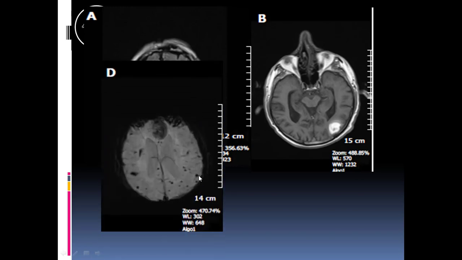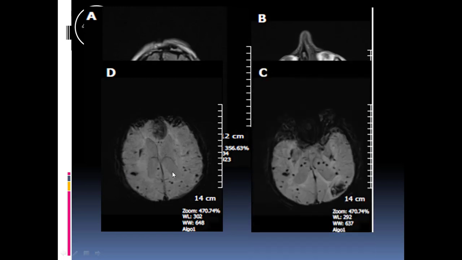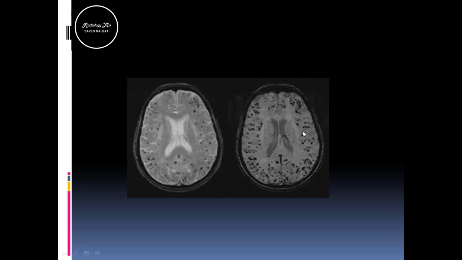But if you look at the SWI, you can see multiple areas of blooming artifact in both cerebral hemispheres, more obvious at the cortical and subcortical regions. Again, this is the area of hematoma or lobar hemorrhage, and these are foci of blooming artifact in the cortical and subcortical location, and this is diagnostic of amyloid angiopathy. So with a single SWI image, you can confidently diagnose amyloid angiopathy. Another example, multiple areas of blooming artifact or microbleeds in the cortex and subcortical areas, which is diagnostic for cerebral amyloid angiopathy.